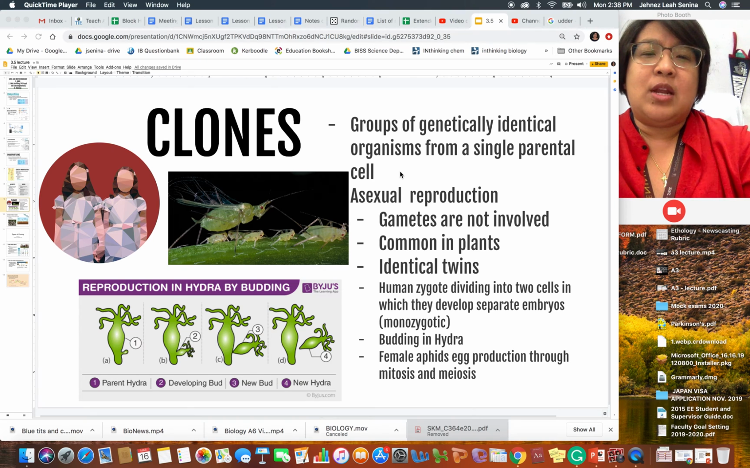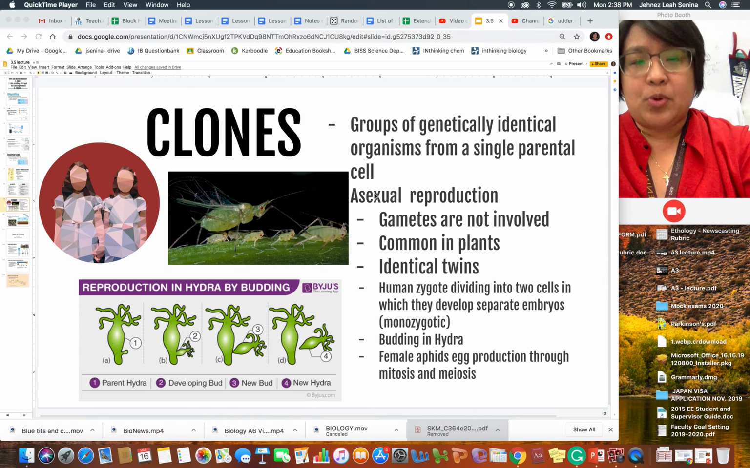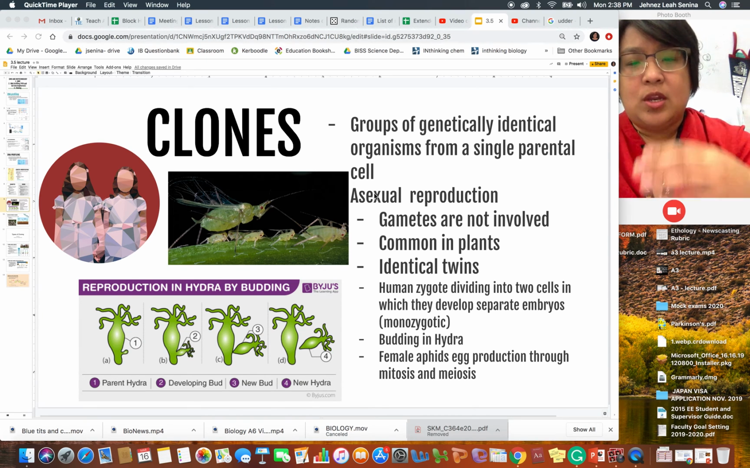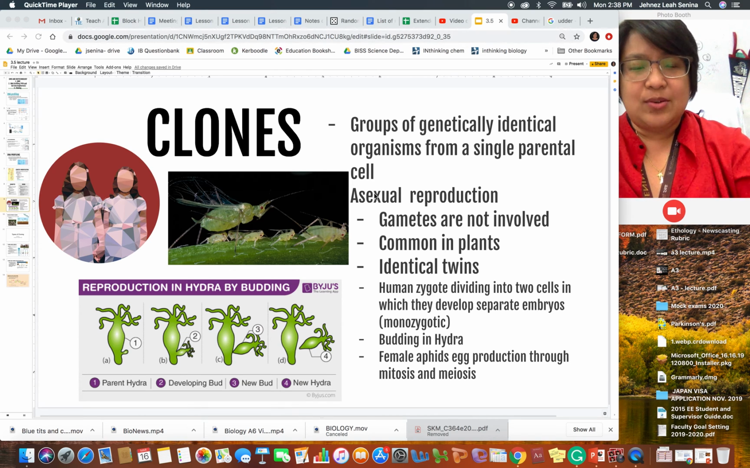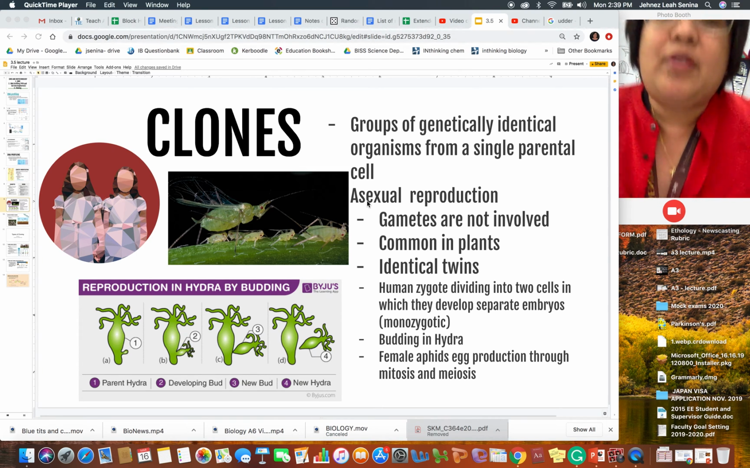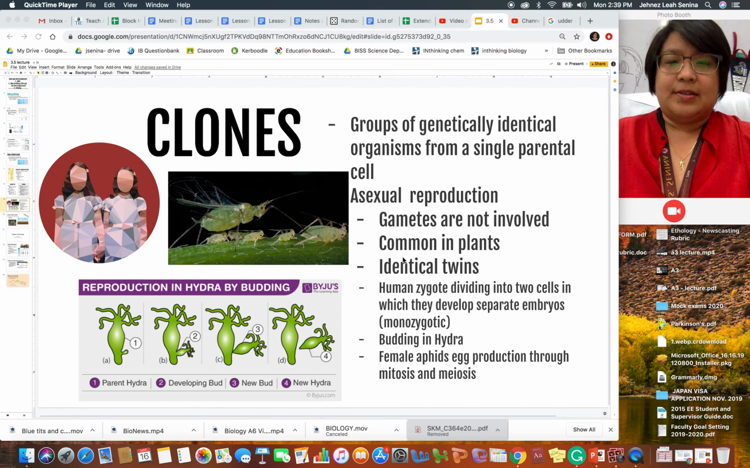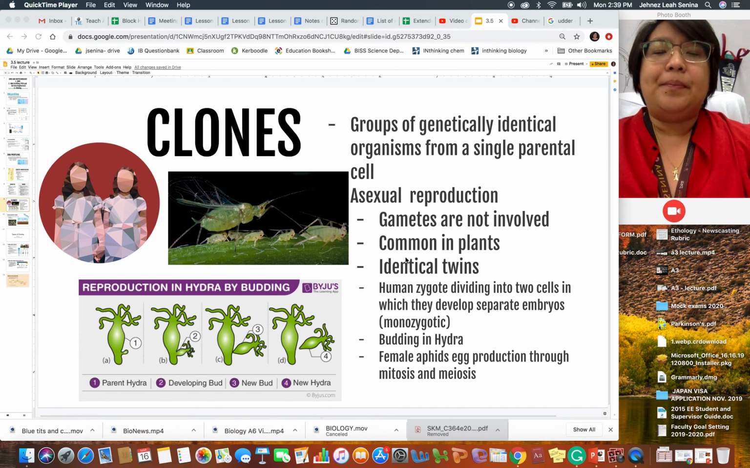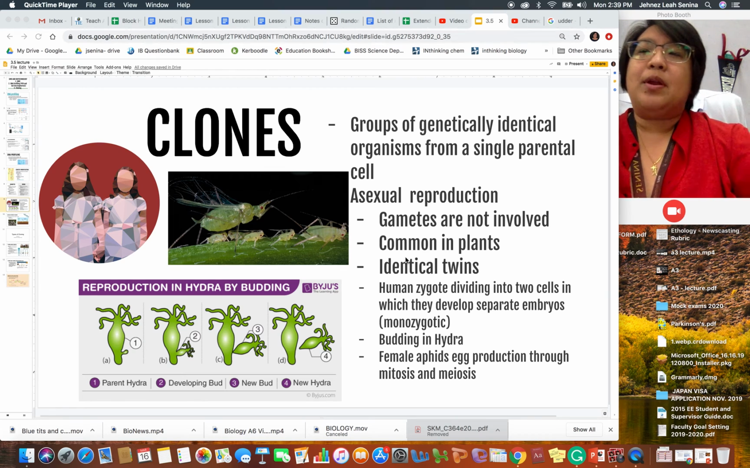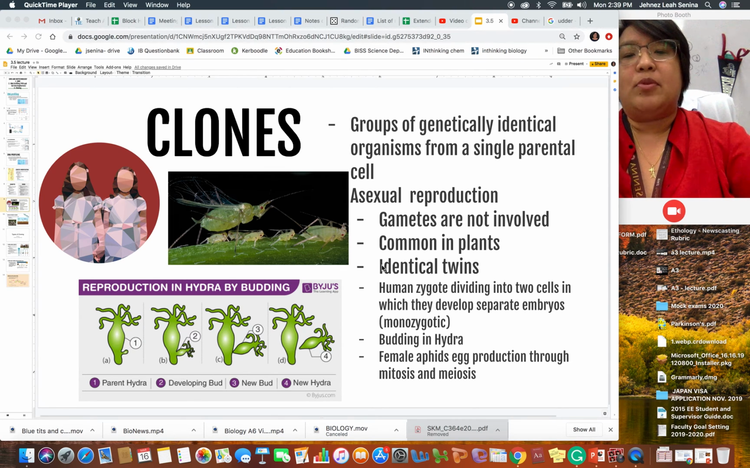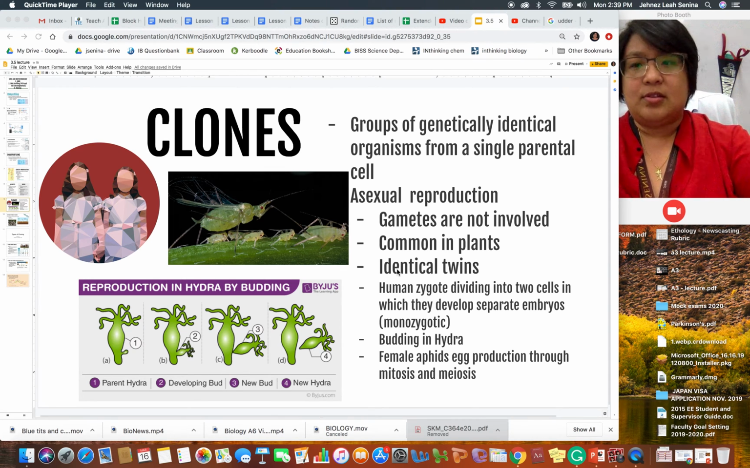We normally call that asexual reproduction, when an organism reproduces without the use of gametes, or sperm and eggs. This type of reproduction, asexual reproduction, is very common in plants. However, it can also happen in the animal kingdom. So, for example, the case of identical twins.